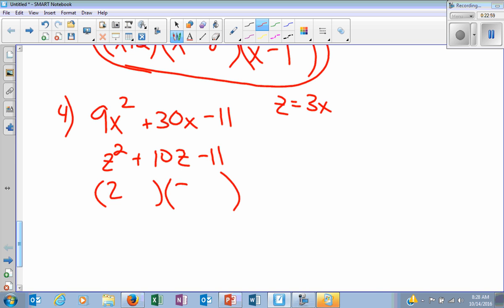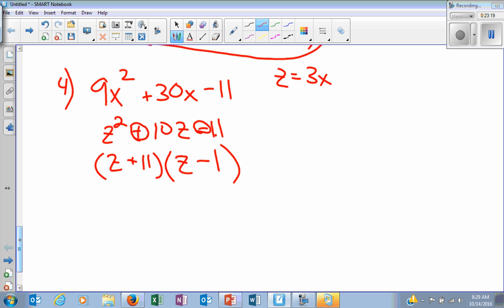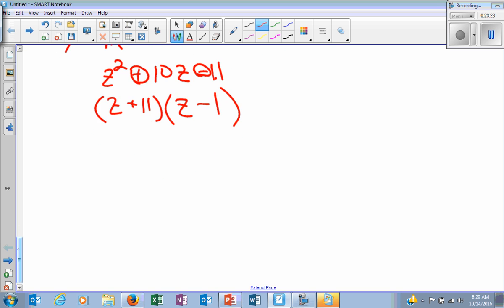Break this down into two bubbles. Z, two numbers that multiply to 11 but subtract to a positive 10. Well, that would be 11 and 1. And the bigger number is positive, so it would be plus 11 minus 1. That's old school factoring. Now, what do I need to replace? Instead of z's, I need to put back in 3x. So it should be 3x plus 11, 3x minus 1.